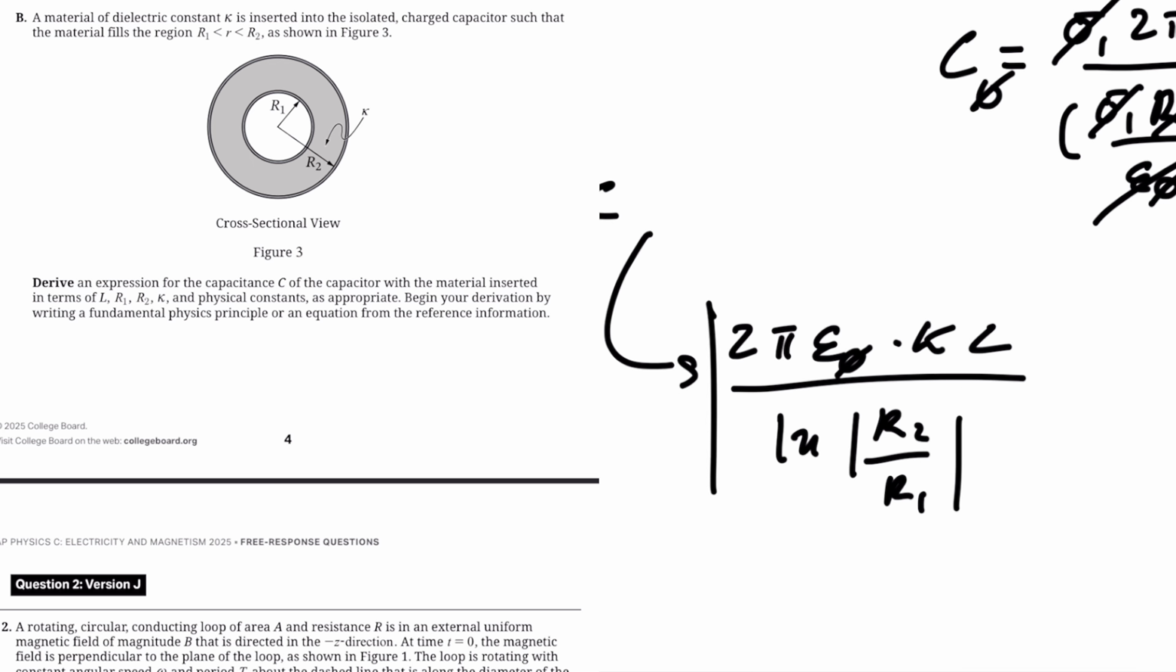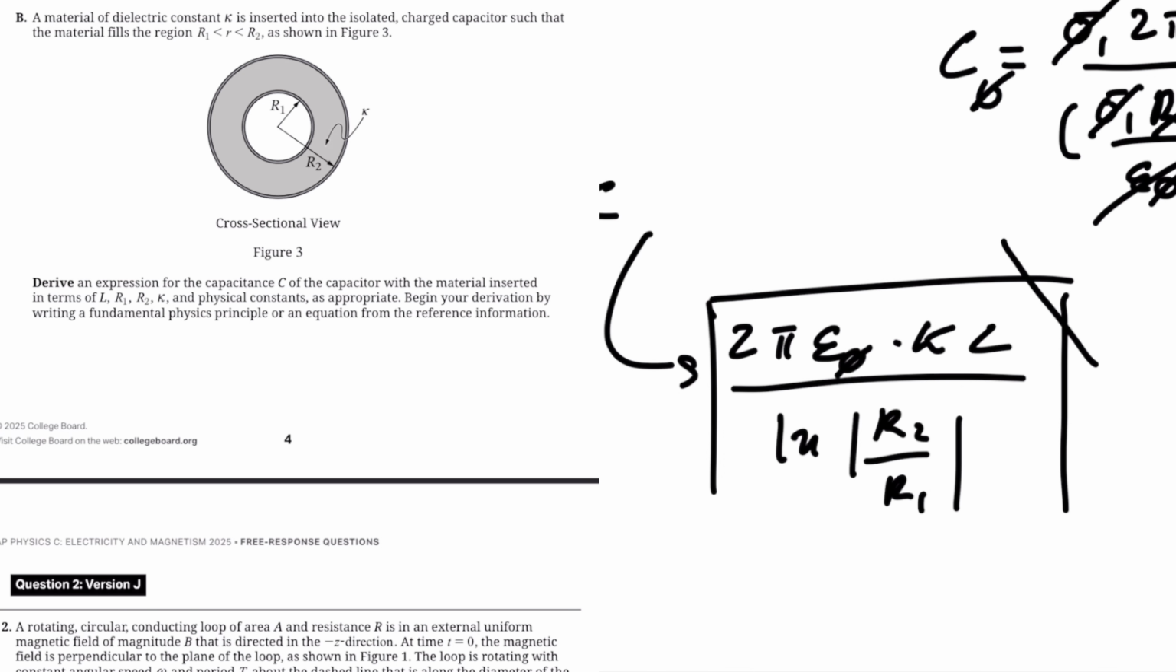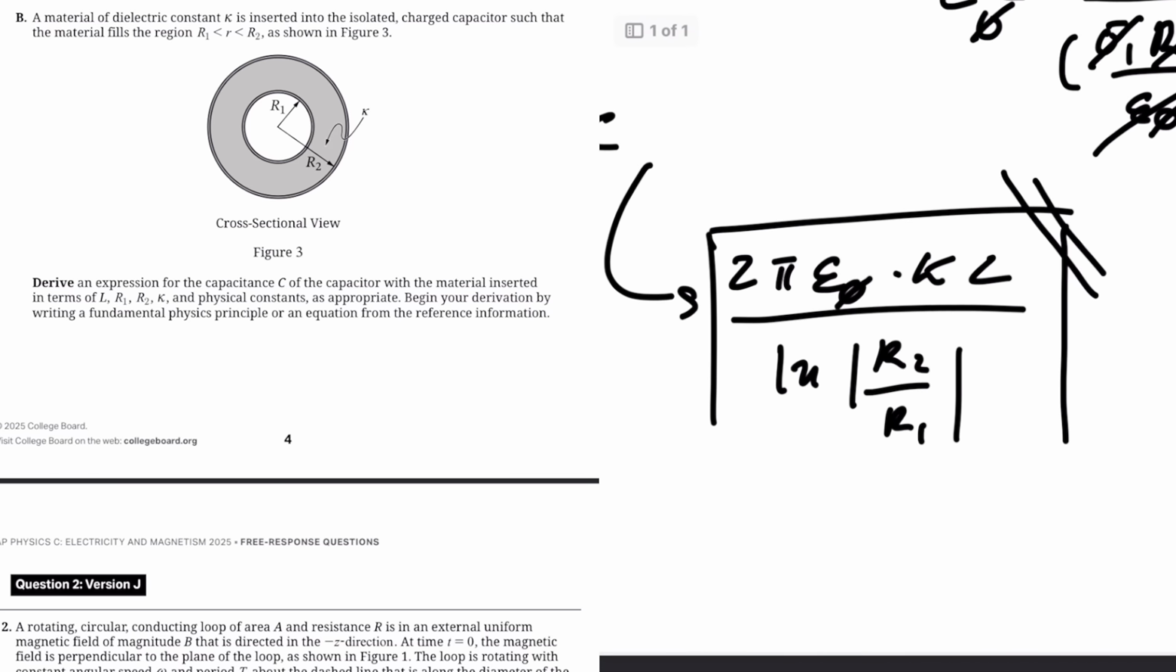Bang. That is, oh my gosh, that is the final answer for that question. So hopefully that made sense. But yeah, let's move on to the next one.